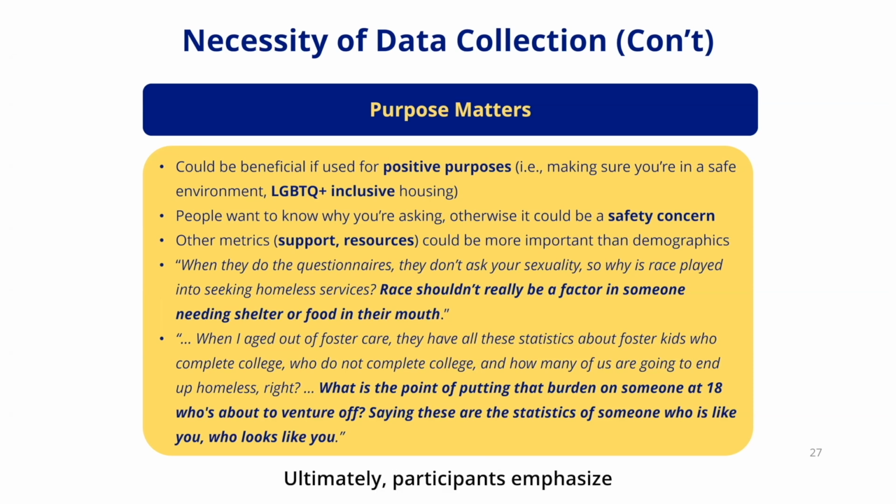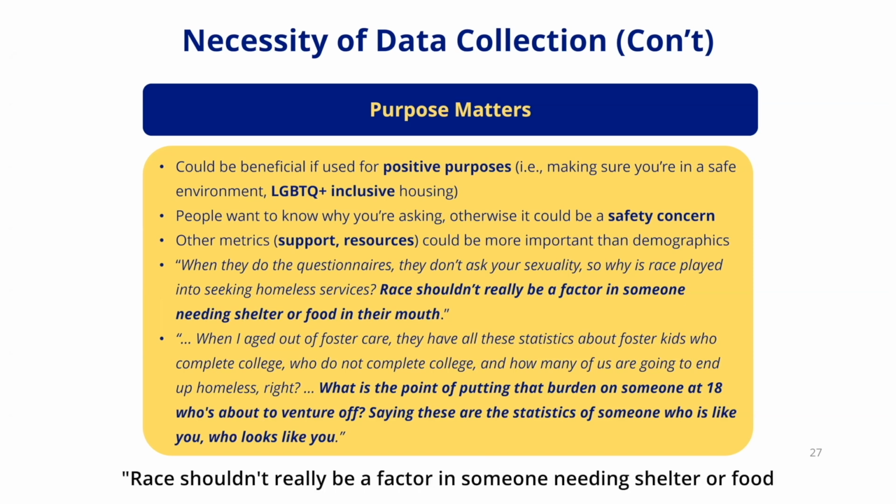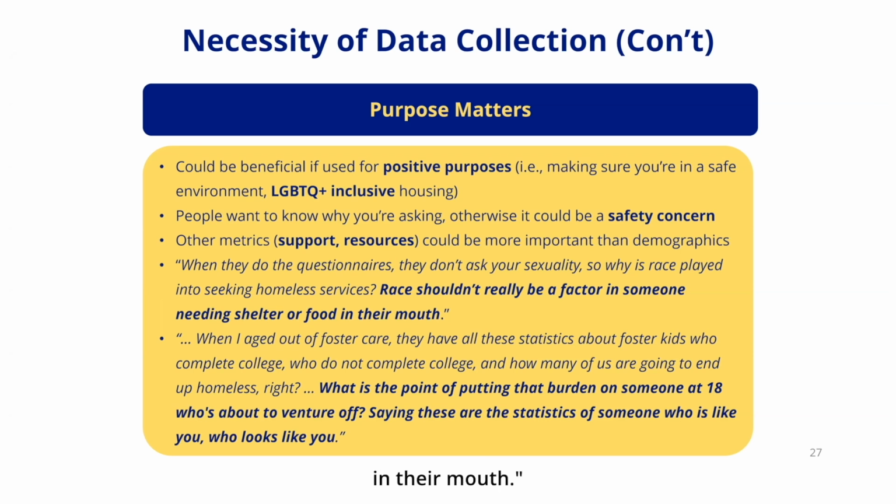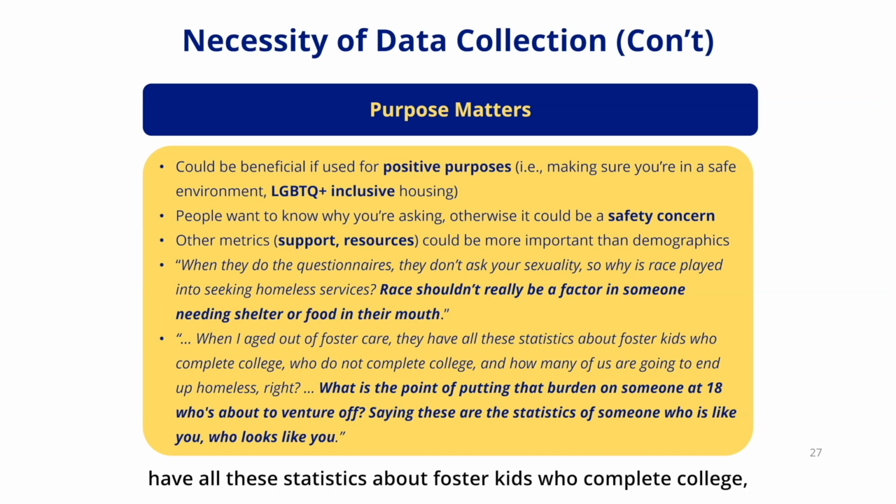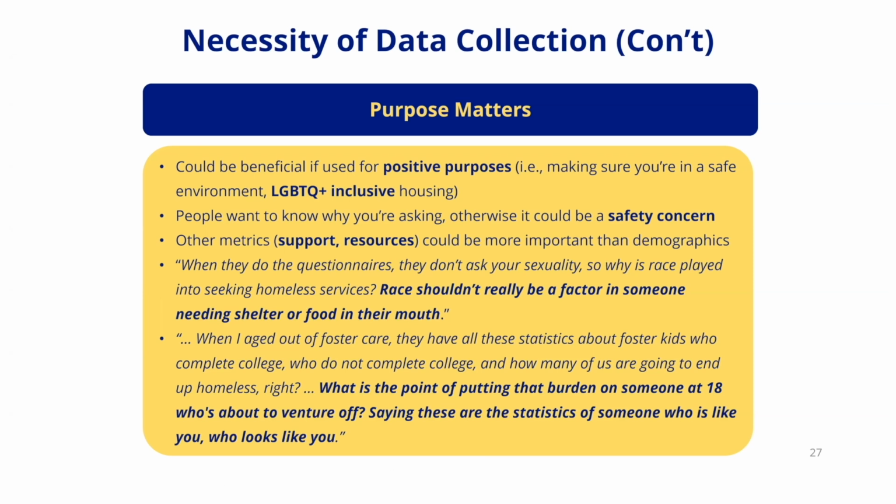Ultimately, participants emphasized that the needs are the bottom line. Like one participant said, quote, "Race shouldn't really be a factor in someone needing shelter or food in their mouth," unquote. Another participant who aged out of the foster care system pointed out the burden that this data can put on children and young adults. They said, quote, "When I aged out of foster care, they have all these statistics about foster kids who complete college, who do not complete college, and how many of us are going to end up homeless, right? What's the point of putting that burden on someone at 18 who's about to venture off? Saying that these are statistics of someone who is like you, who looks like you," unquote.